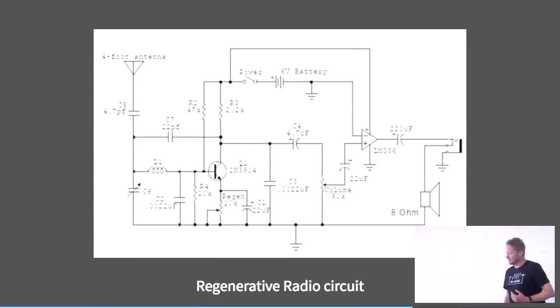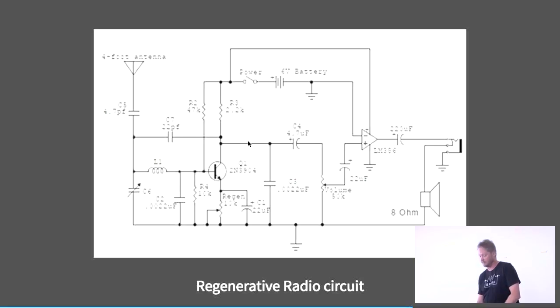So this is the obligatory, confusing and difficult to read slide. You've got to have at least one of those in the presentation. This is a circuit of the next generation of radio receiver that pushed the crystal set aside a bit. This is a regenerative radio circuit, and I don't expect you to get any real detail out of this other than to see that there's an antenna up in the corner here, there's a transistor here, and then there's a little audio amplifier over here.